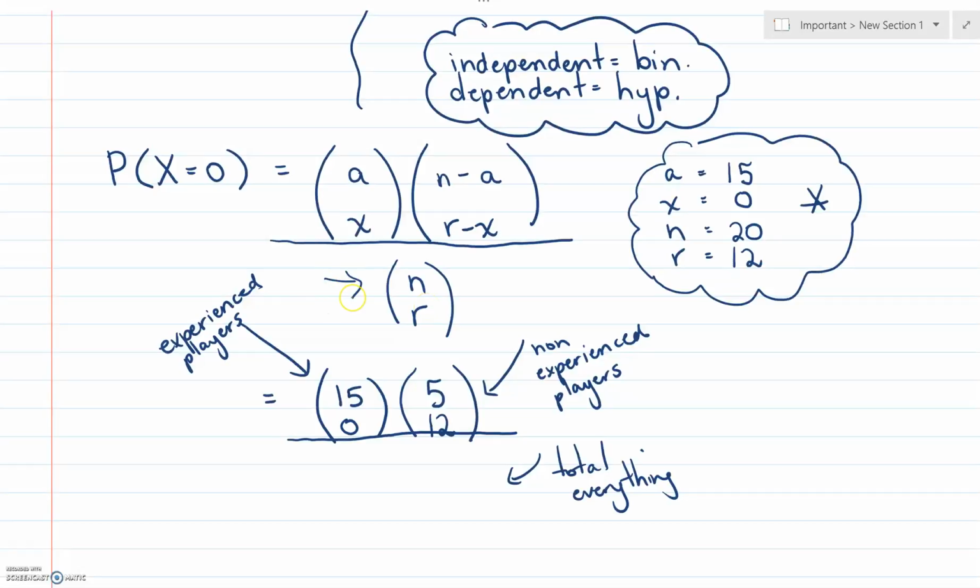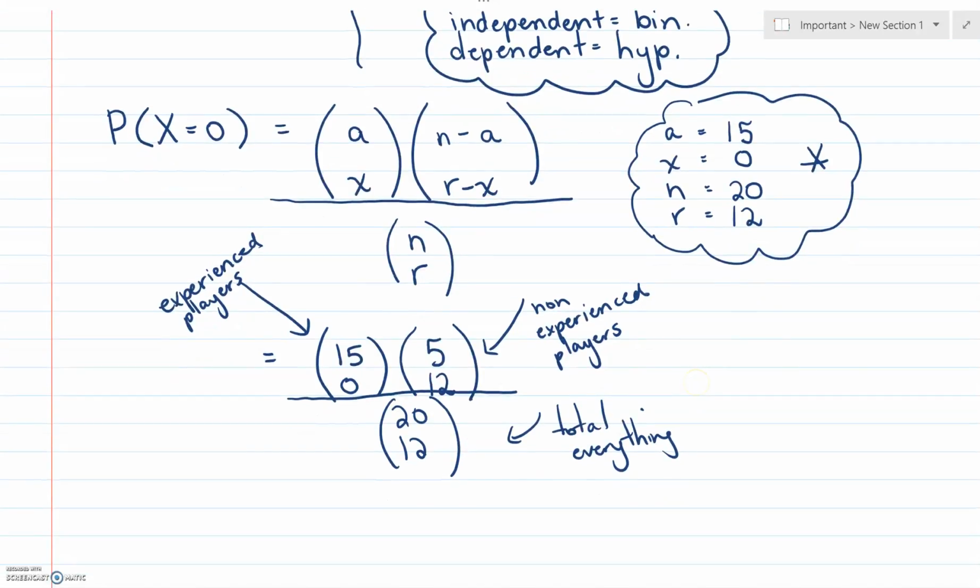At the top, right here? Yeah, N over R. Okay, sorry, I had it backwards. So the total amount of players is 20, and you're choosing 12. Okay, so let me re-explain this a little bit. If you split it up this way, it might help you find those values.